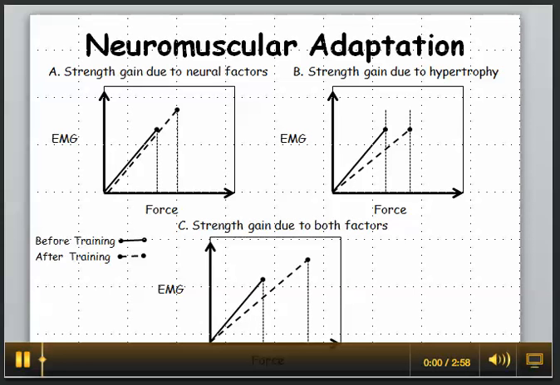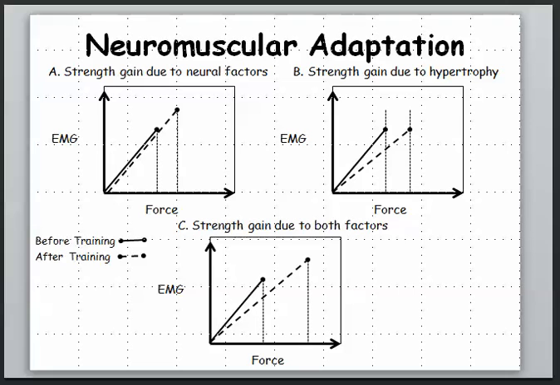Hi, welcome to this video to talk about neuromuscular adaptation and in particular the graph that you're looking at. So let's take a look at the first one, A, which is strength gain due to neural factors. And how can we tell from this graph that it is focused on neural factors?